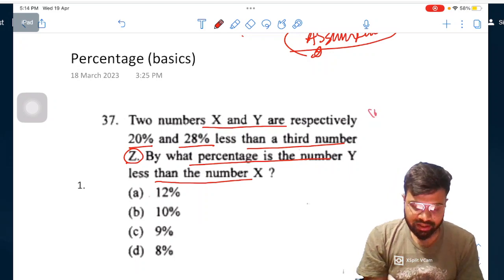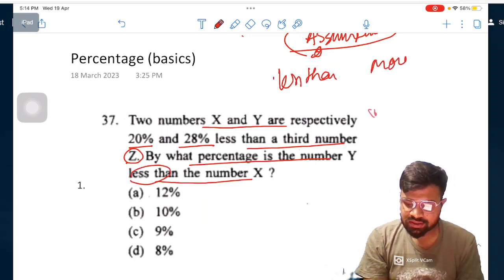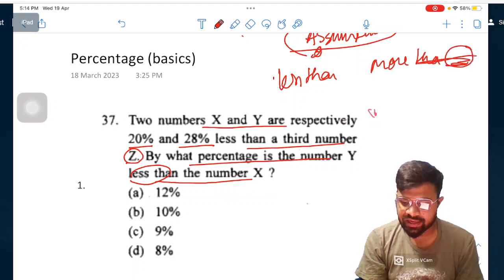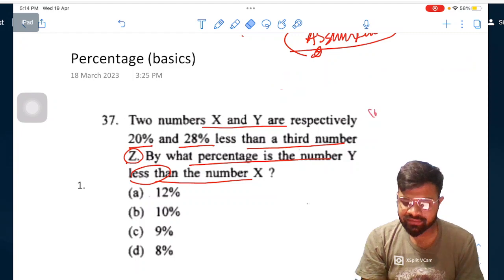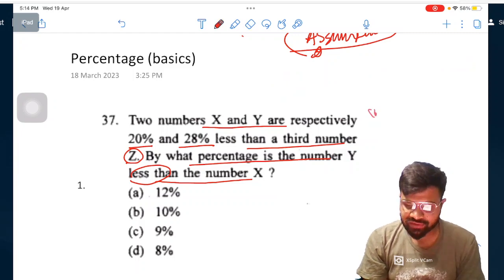Now see, less than, more than: the reference is the base. The reference is the base that you have to keep in mind. Base will form your denominator. That is one thing that you will have to keep in your mind.